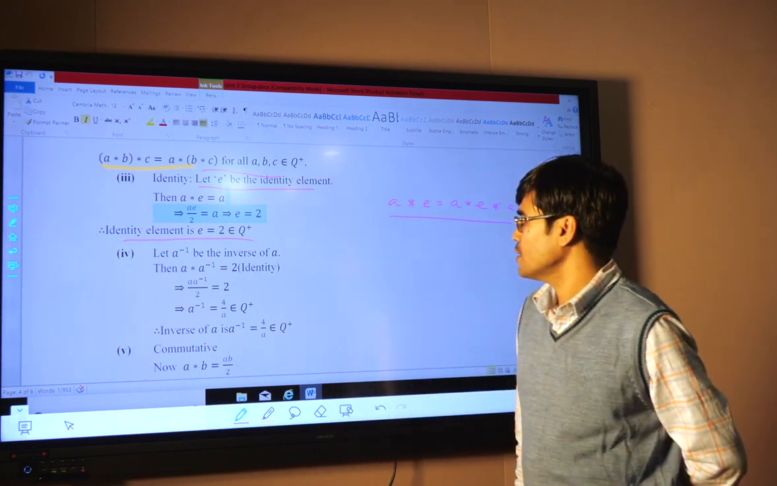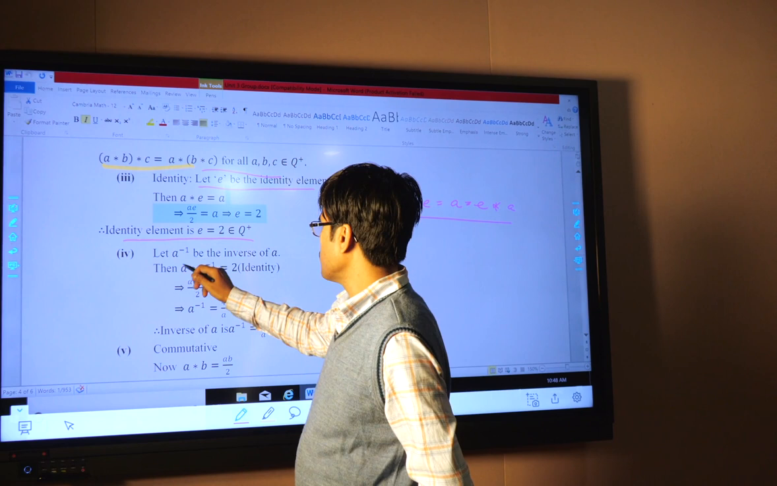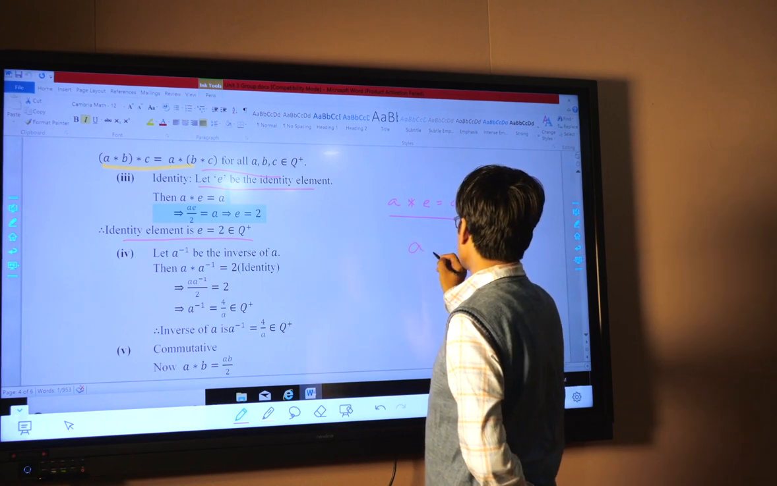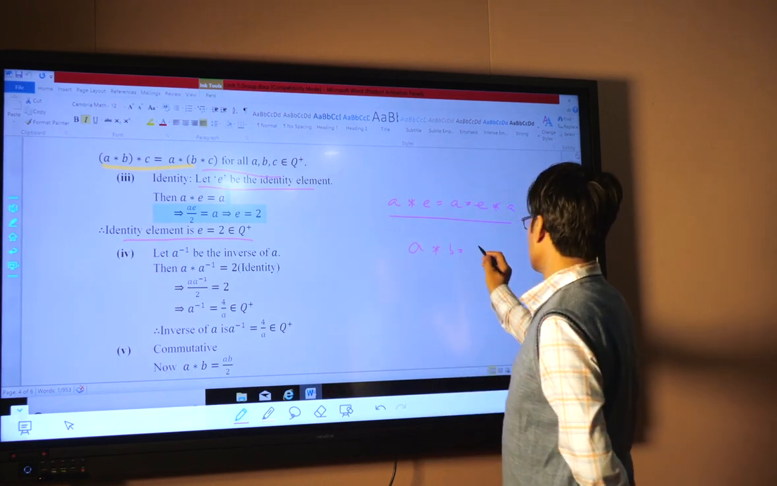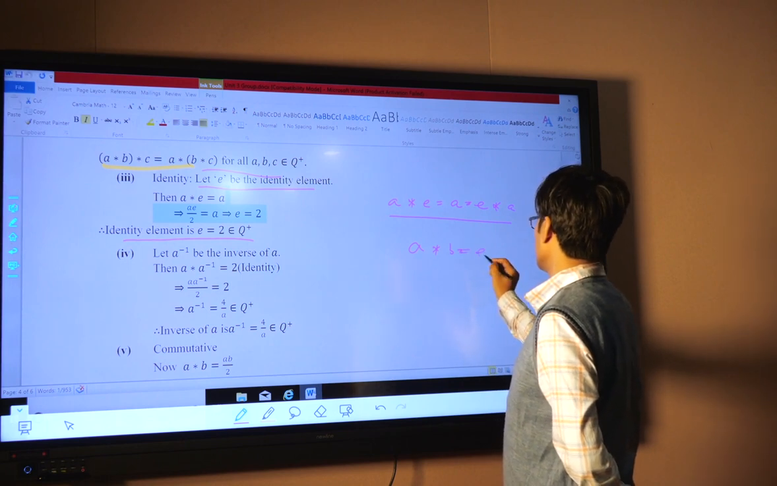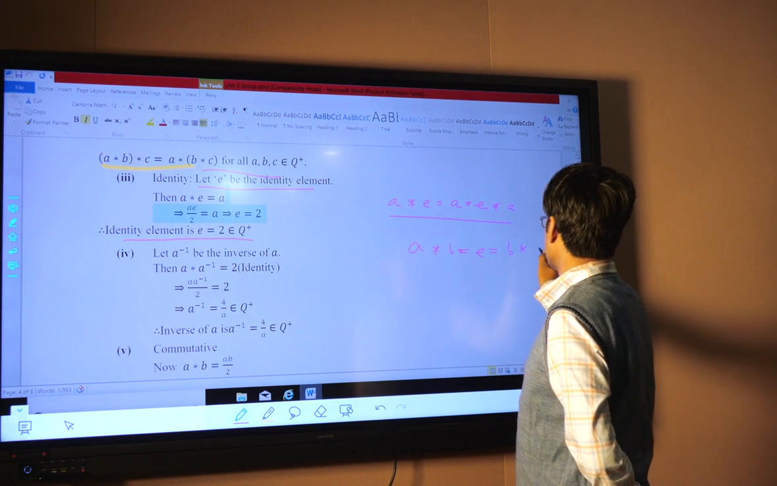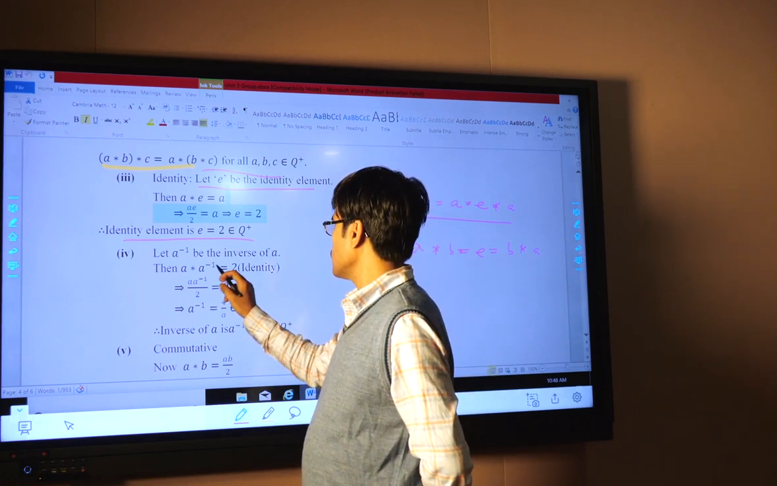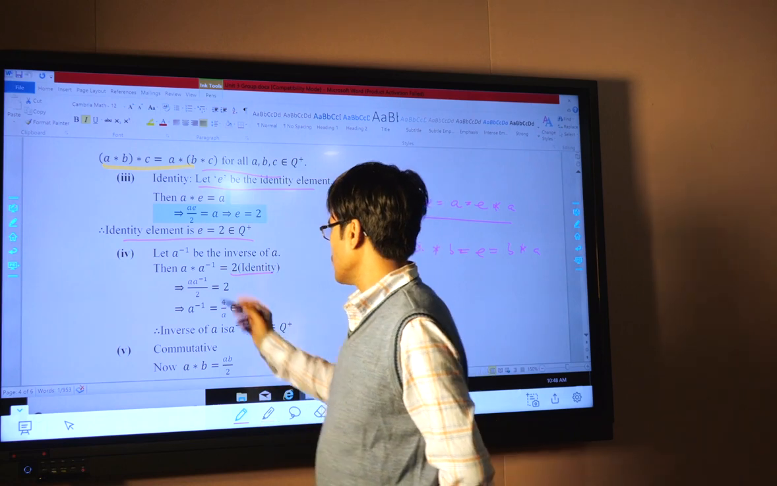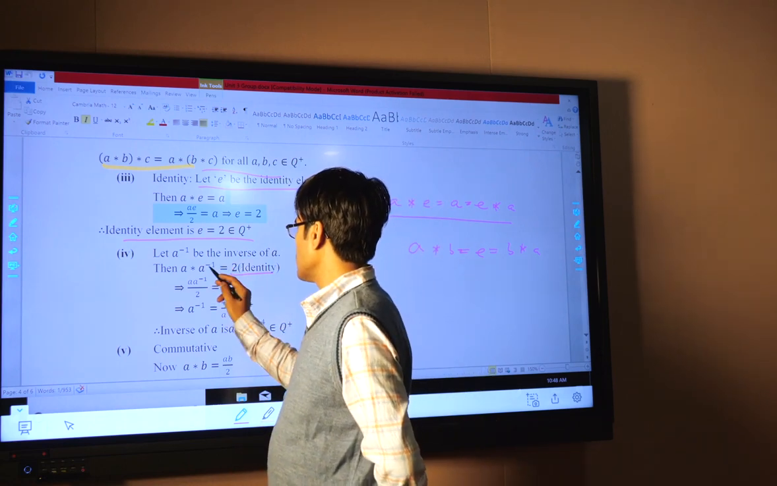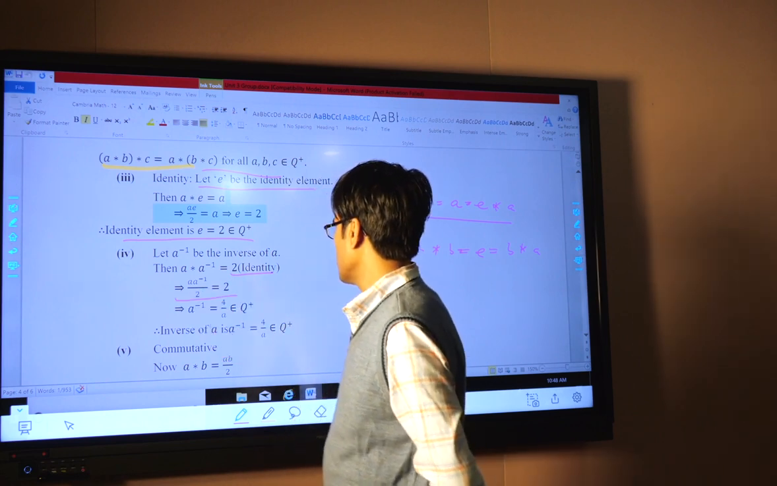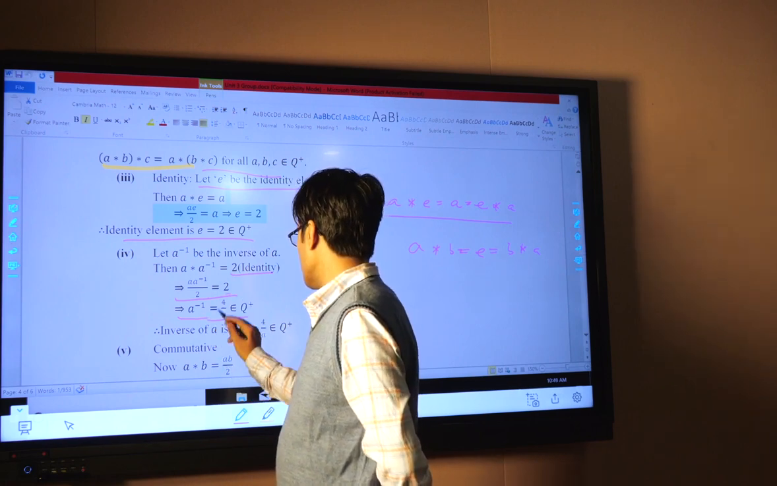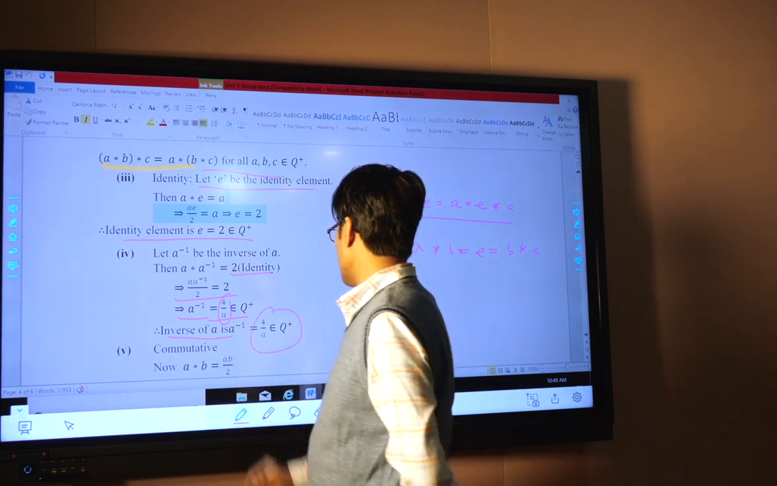Next we find the inverse element. Suppose a to the power minus 1 is the inverse of a. Then for an inverse element we must have a star b equal to e equal to b star a. We already found that 2 is the identity element, so a star a to the power minus 1 is equal to 2. After applying the relation to a star a to the power minus 1 and calculating, we get the inverse a to the power minus 1 equal to 4 by a. So the inverse of a is 4 by a, which belongs to Q plus.